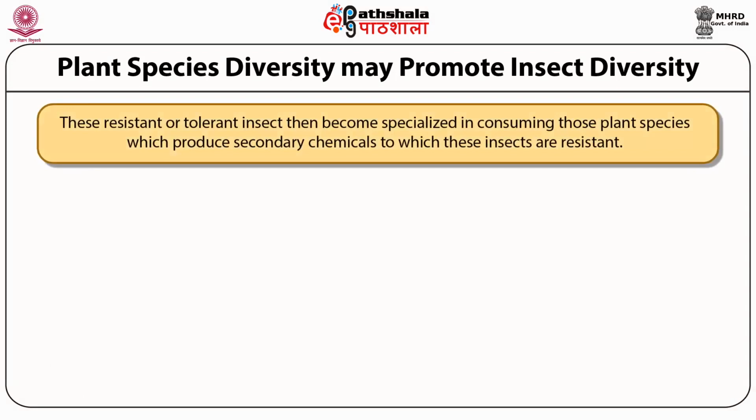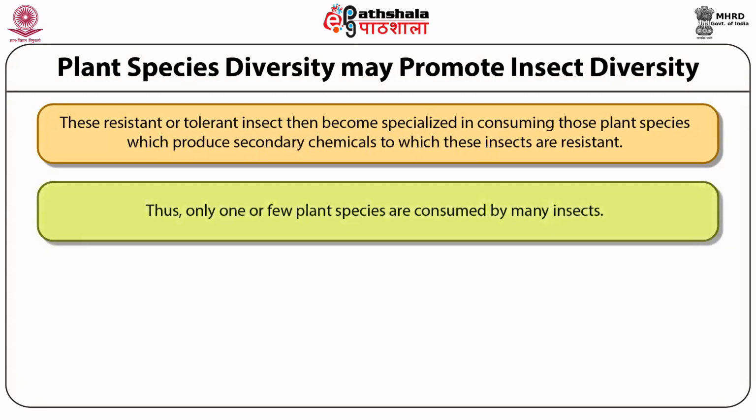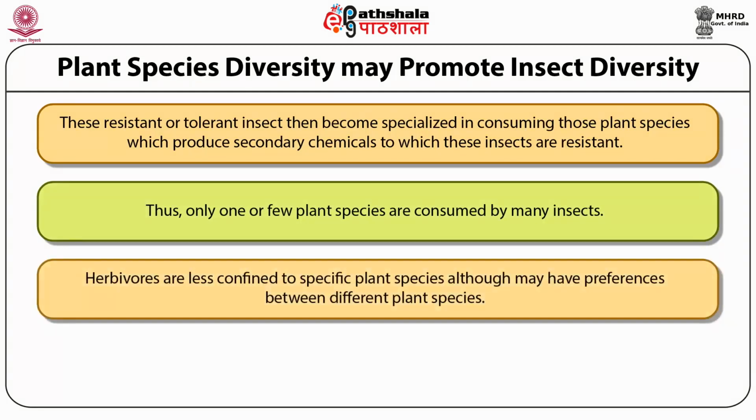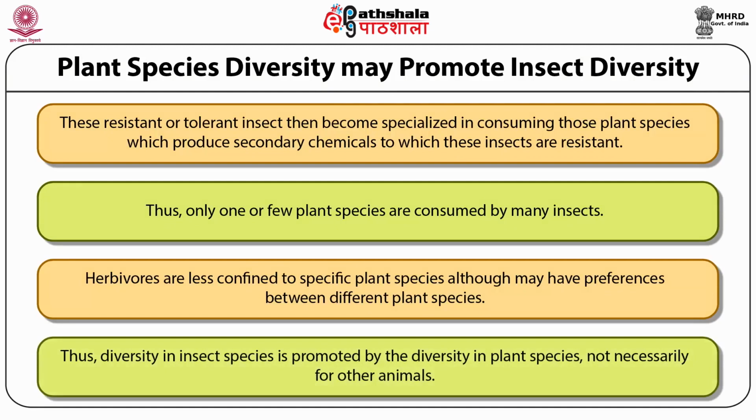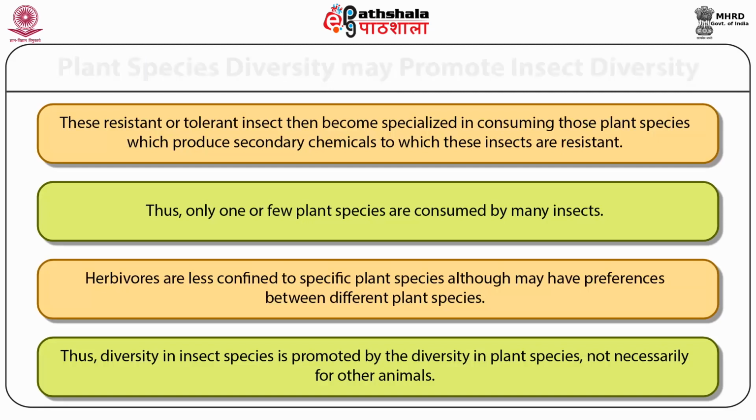These resistant or tolerant insects then become specialized in consuming those plant species which produce secondary chemicals to which these insects are resistant. Thus, only one or a few plant species are consumed by many insects. Herbivores are less confined to specific plant species, although many have preferences between different plant species. Thus, diversity in insect species is promoted by the diversity in plant species, not necessarily for other animals.